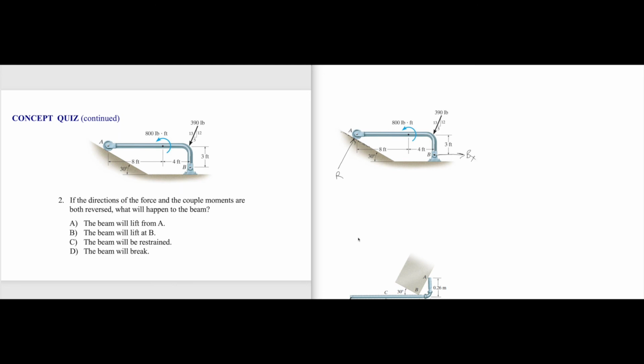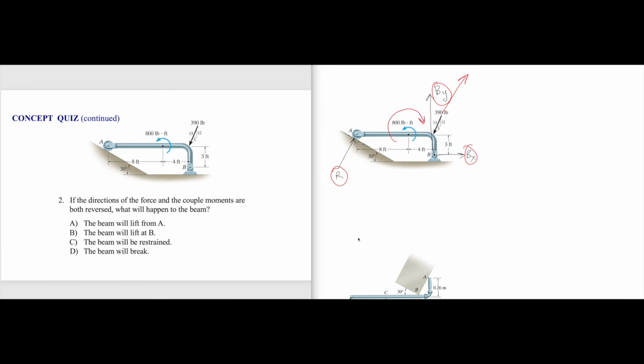So how many unknowns are present in the system? Number one, we don't know what is R, we don't know what is Bx, we don't know what is By. So there's three unknowns. But the question is, if you change the direction of the force, that means if you change the direction of 390 not acting like this, but acting like that. And also if the couple moment is not counterclockwise, but it is clockwise like this, what happens?